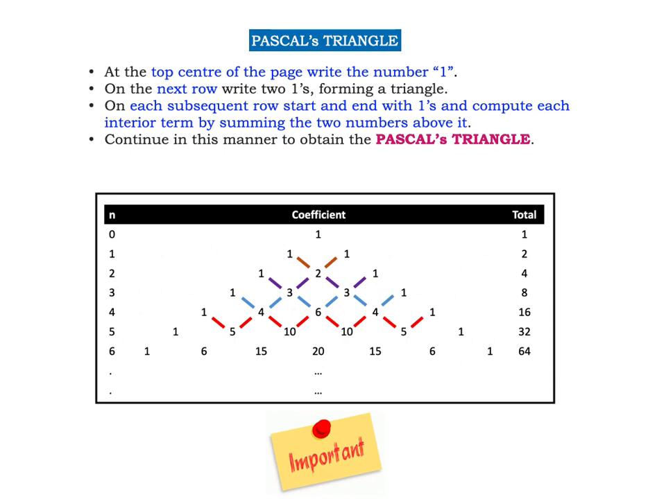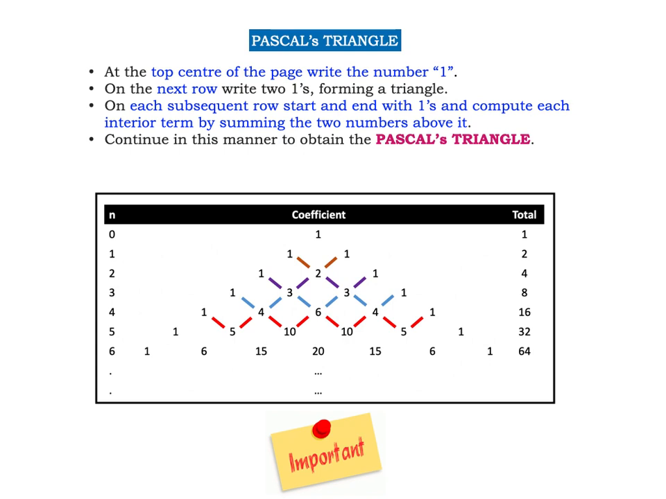Similarly, when n takes the value 5, when we add 1 and 4 as indicated by the red color lines, you get 5. 4 plus 6 is 10, 6 plus 4 is 10, 4 plus 1 is 5, and on either side of this 5 you introduce ones. And when you sum up these values corresponding to n equal to 5, you get the total as 32. So in a similar way, the table can be extended.